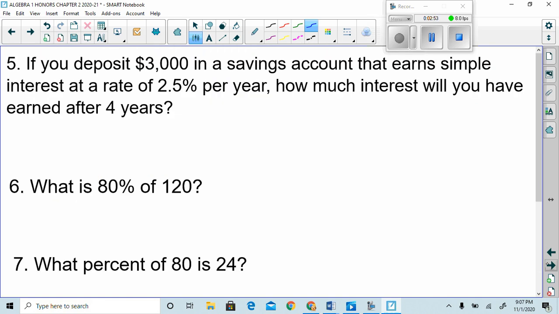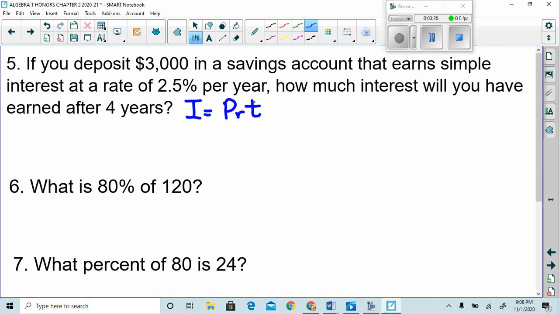Now let's go on to a simple interest problem. If you deposit, this is now an application of percent. If you deposit $3,000 in a savings account that earns simple interest at a rate of 2 5/10% per year, how much interest will you have earned after 4 years? Well, you go to your simple interest formula. Interest equals the principal, which is the money, rate is the percent, times time. Well, we know principal, rate, and time, all we have to do is multiply. Remember to convert your percent to a decimal first.